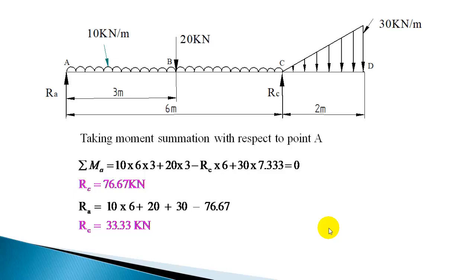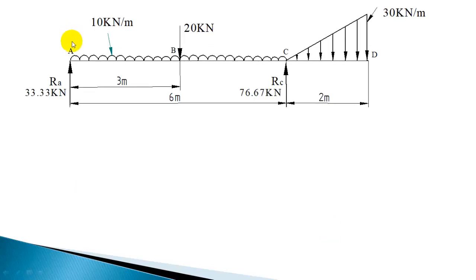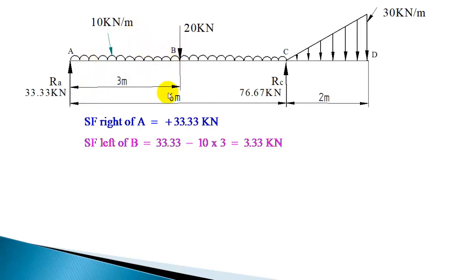Now let us find out the shear force at various sections. Shear force immediately right of A is 33.33, because if you take a section, you will see only one load left of that. So shear force right of A is plus 33.33 because it's upward. Now if you take left of B, 33.33 minus this part of UDL, that is 10 into 3, so minus 30. 33.33 minus 30, it will give 3.33.